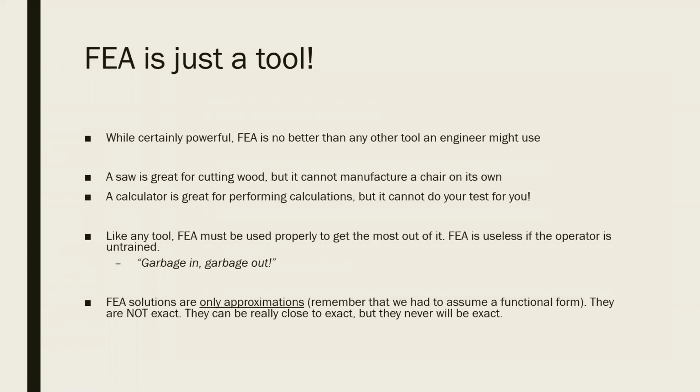Another important thing is that the FEA solutions that we get, even the most accurate ones, are only going to be approximations. Remember when we talked about how we assumed a functional form for these solutions? Because we have to make all these assumptions, the solutions that we get are only going to be approximations. They're never going to be exact. They might be really, really close to the exact, but they're never going to be exact. And a lot of the theory of finite elements, and what separates an expert from a novice, is that experts know exactly what they need to do with the mesh and the boundary conditions to minimize these errors and to make your approximations as close to reality as possible.